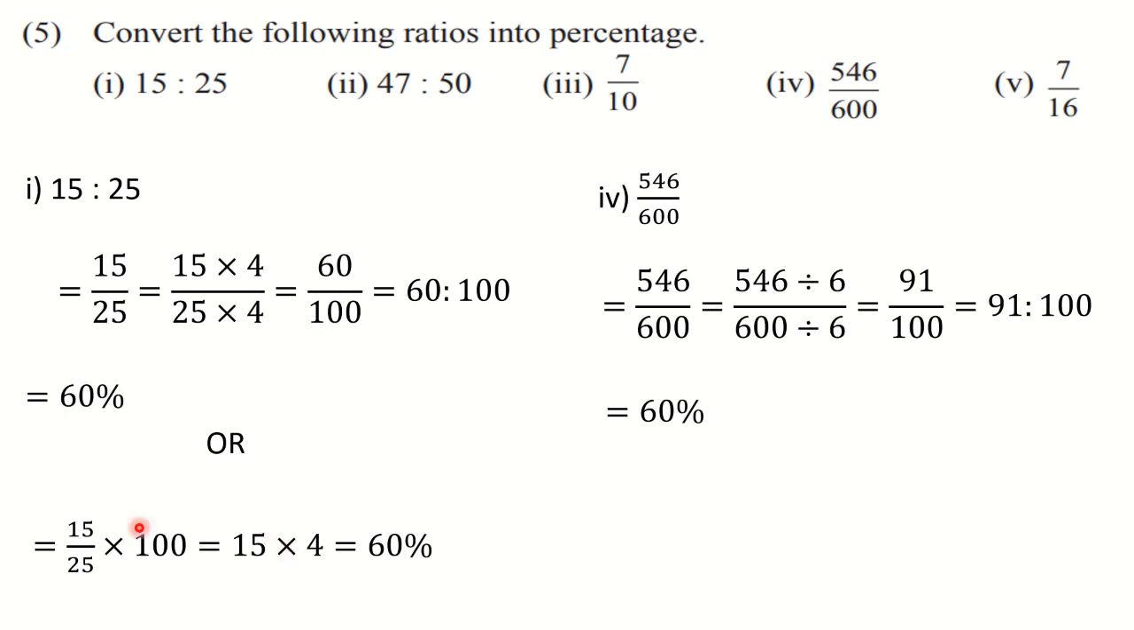Also you can solve by the second method. I have not shown the second method here. So you can do it 546 upon 600 into 100. Then the 2 zeros you can cancel, and simply 546 divided by 6 you are going to get 91. Okay, please take a note of this while writing the final answer. Okay, copy it down.